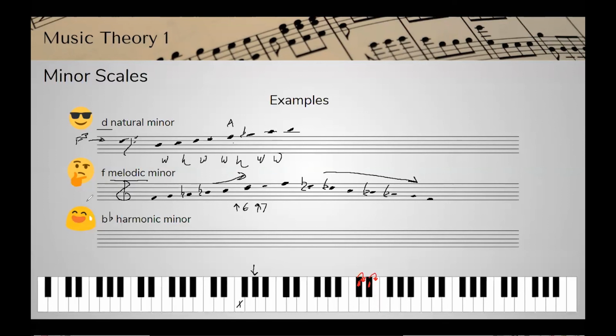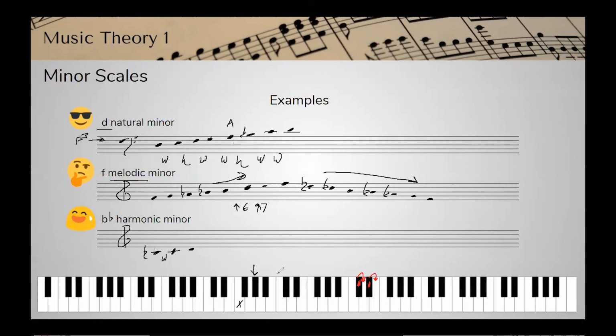Okay, let's do one last one, and we'll do B flat harmonic minor, and let's just stick with treble clef. And let's do this kind of the way we did the first one. We'll start on B flat. We want to write out our minor pentachord. Okay, so the first interval will be a whole step. Our next interval will be a half step.